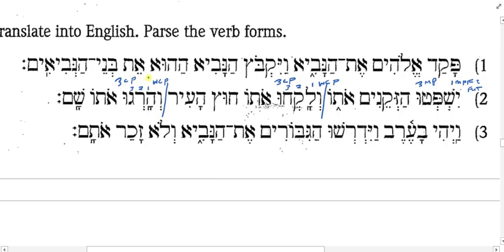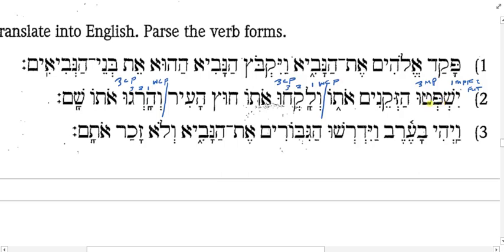But remember, in the suffix conjugation for the third person plural, we use a common form. We do not distinguish masculine from feminine. But for the imperfect we do, and that's why there is this slight difference between the imperfect 3MP versus the WCP, the vav consecutive perfect, 3CP for both of these. Okay? All right, so let's translate now.